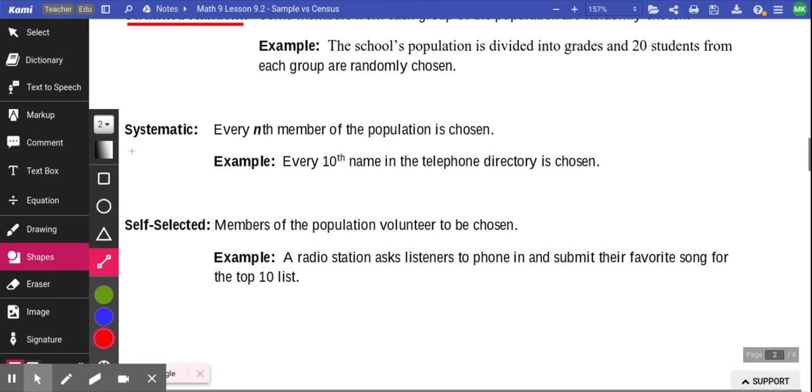The next kind that we have is systematic. We see systematic a lot. So this is where you just create a system and then you do that system. So for instance, you could say, I'm going to pick every 5th person who walks into the class and I'm going to survey them. Now that is good. It's a way of creating randomness.